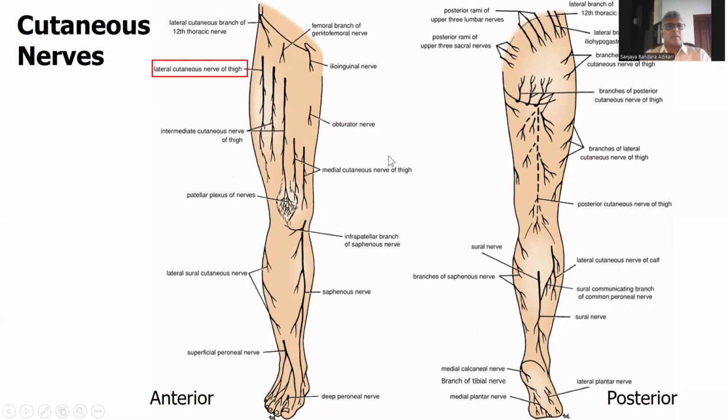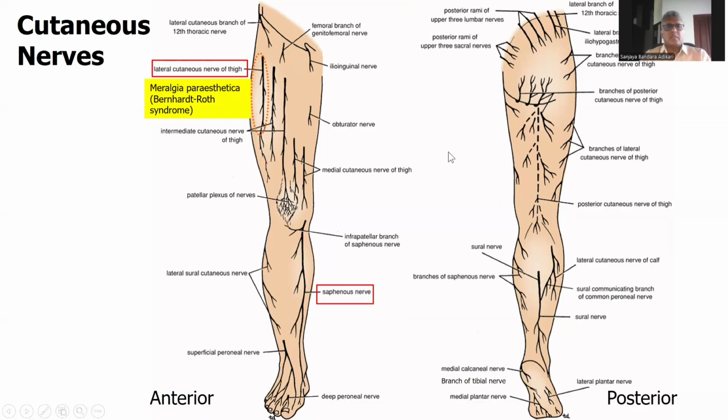And this nerve can get compressed under the inguinal ligament because it enters the thigh immediately under the inguinal ligament at the lateral end of it, very close to the anterior superior iliac spine. It can get compressed there, and when it does, you can get a condition called meralgia paresthetica or Bernhardt-Roth syndrome. So you will get numbness or tingling sensation on the lateral aspect of the thigh. I'm not going into details of that.